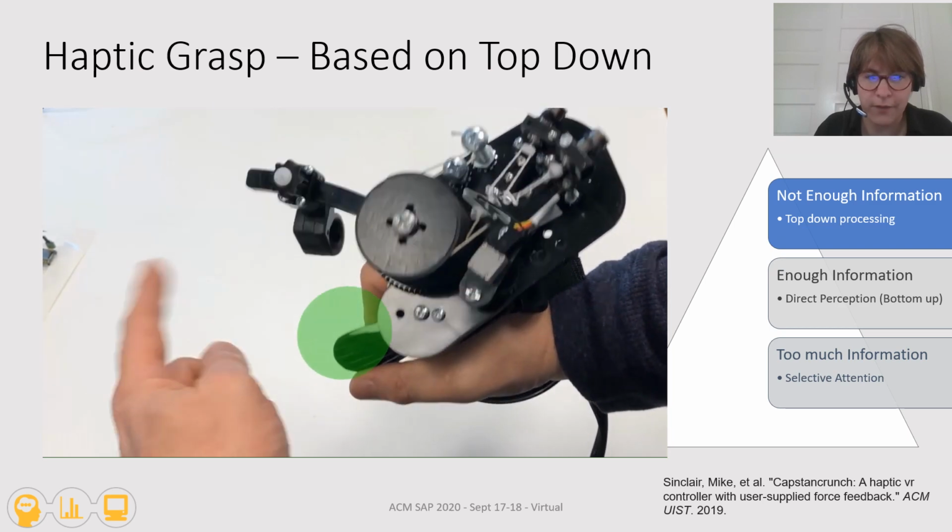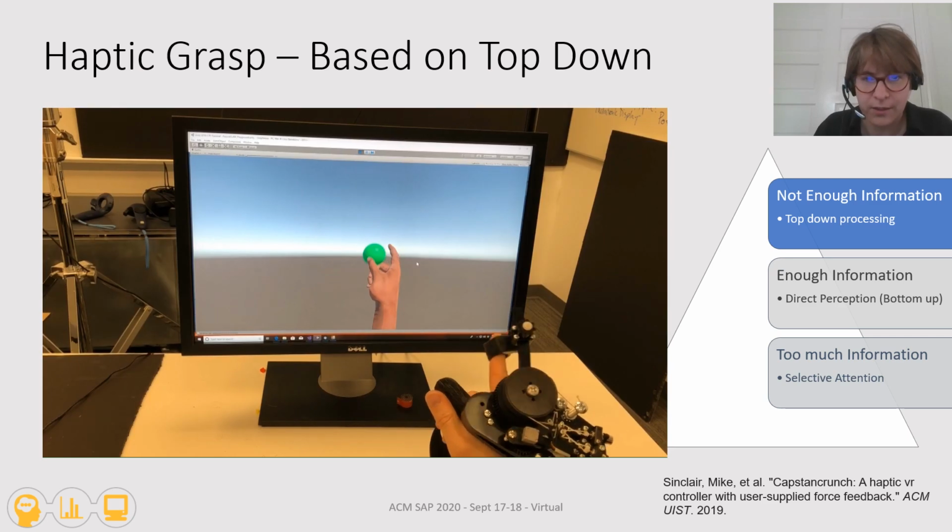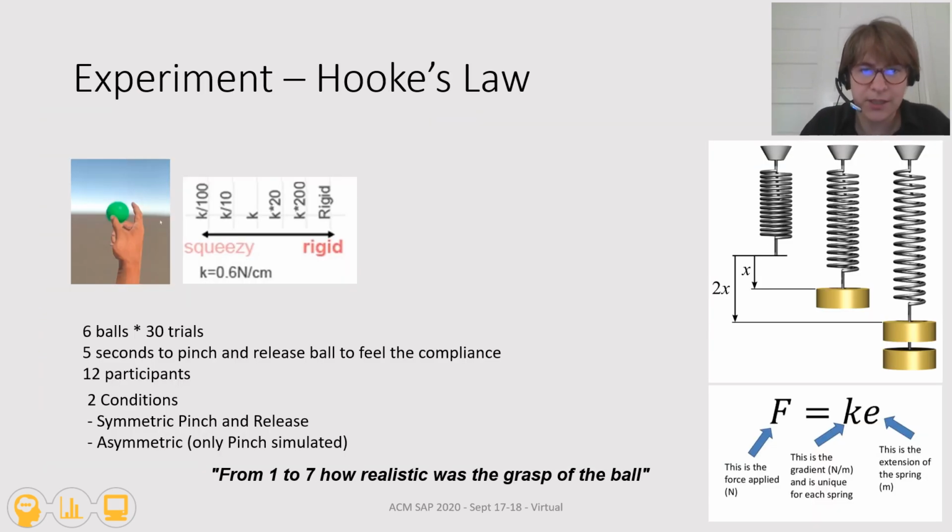So we have an experience here in which we are providing very good gripping and just completely constant releasing. We ran an experiment based on Hooke's law. We have 6 balls of different elasticity, from completely rigid to very squishy, and we ask people to, for 5 seconds, pinch and release the ball to feel the compliance.